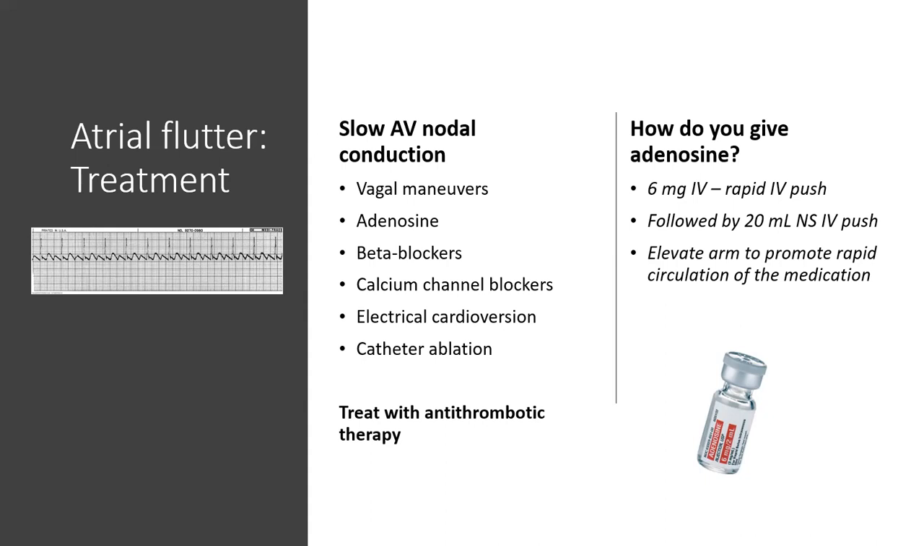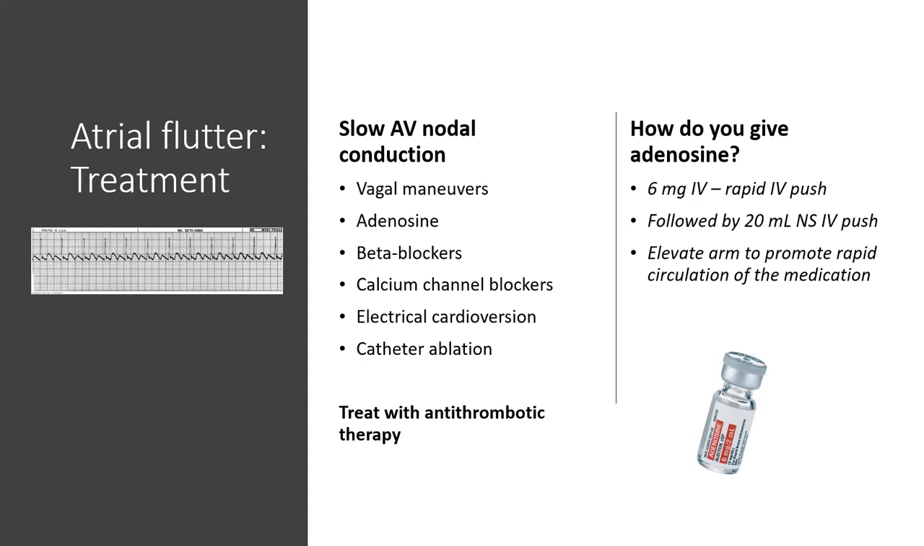You want to treat with anticoagulant therapy. Like I said, it's the same thing as AFib. We start with that anticoagulant therapy. Then from there, we try medications. If that doesn't work, I can get a TEE to make sure that there are no blood clots. Then I can try my cardioversion.